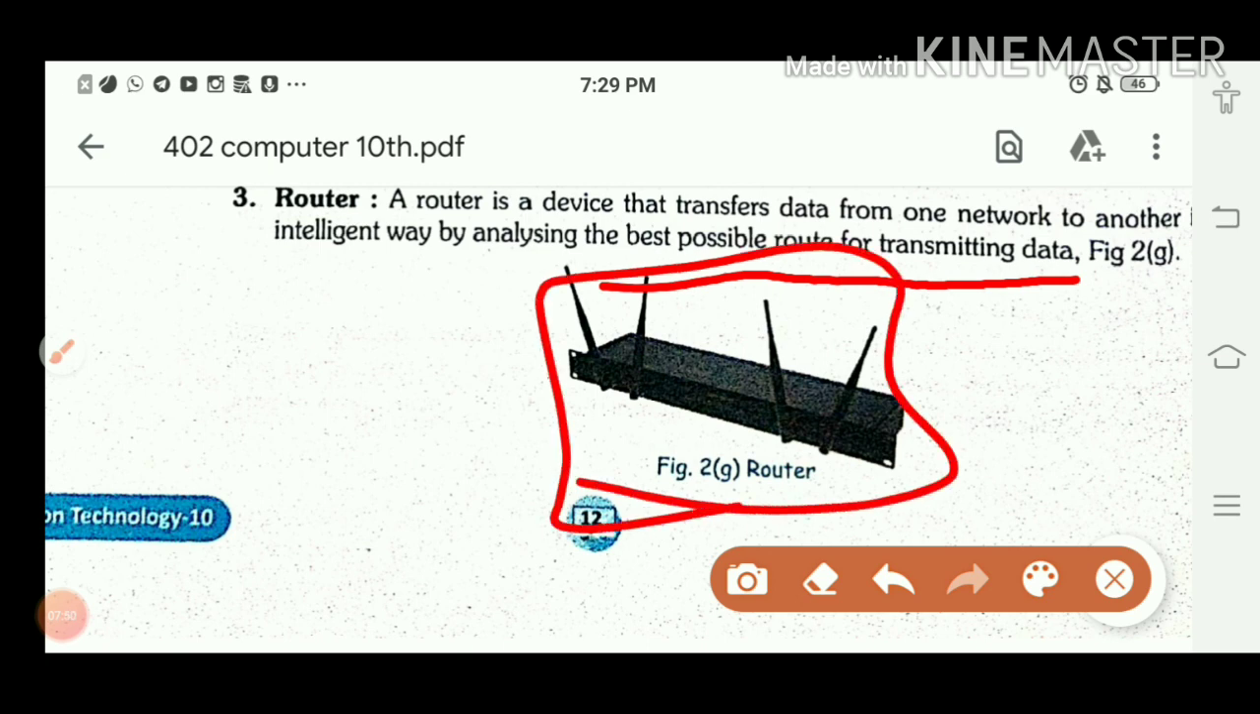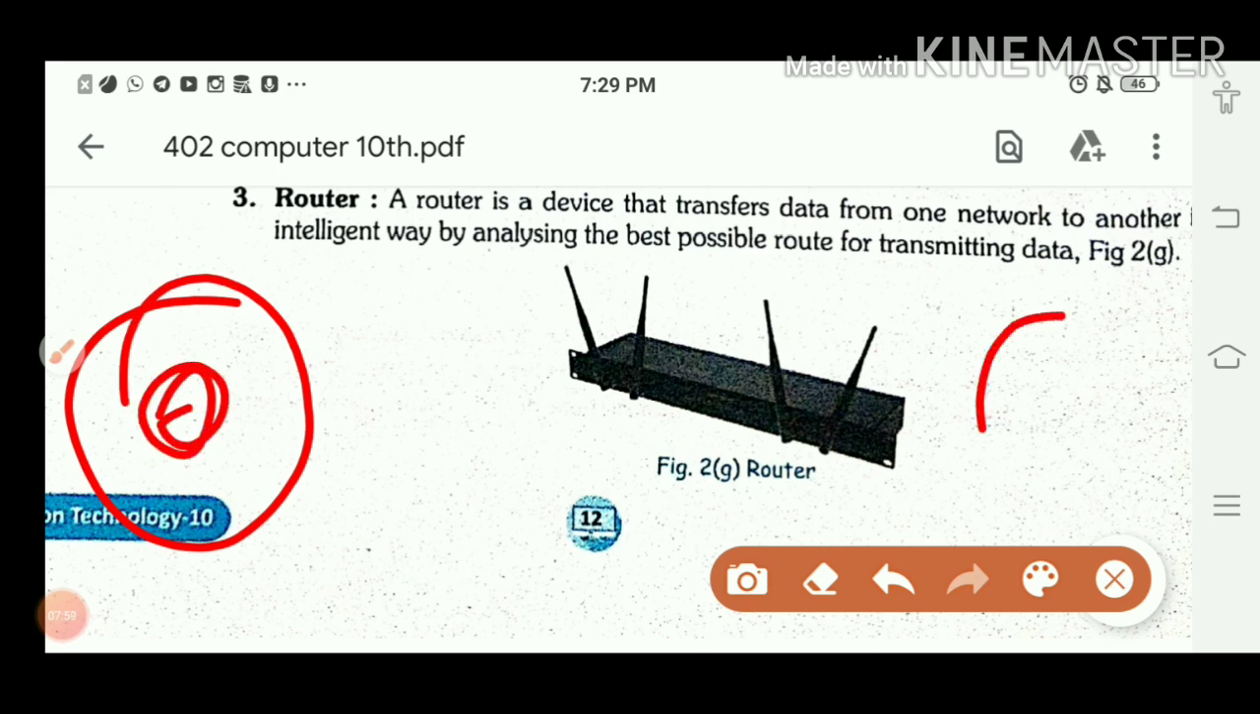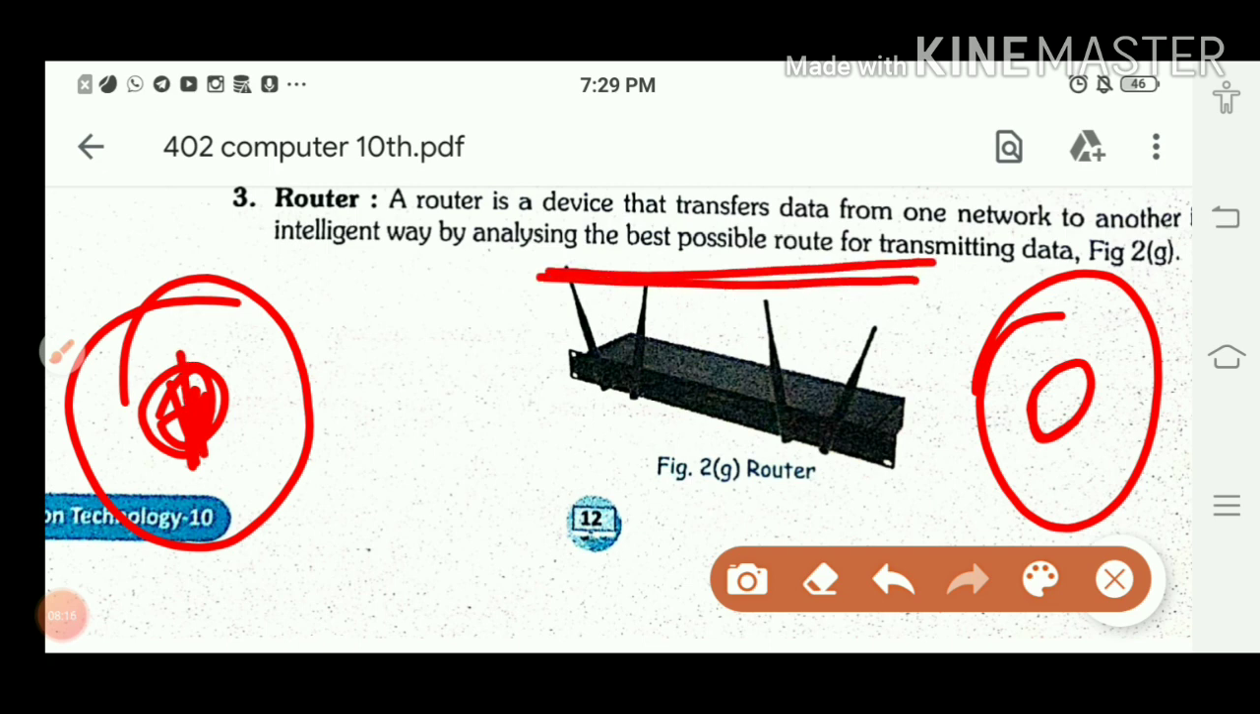Children, this one is your router. What is its function? Suppose this one is your home and you are at your home, and this one is the market. Your mother says to you, beta, go to the market and bring something from there. So from your home you are the router, and you think about which is the best path, the best possible route, from your home to this market. Okay, so this is the function of the router.